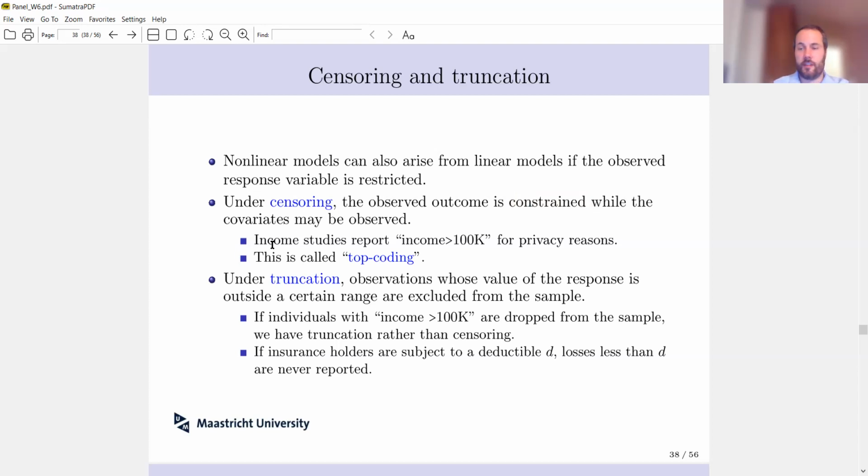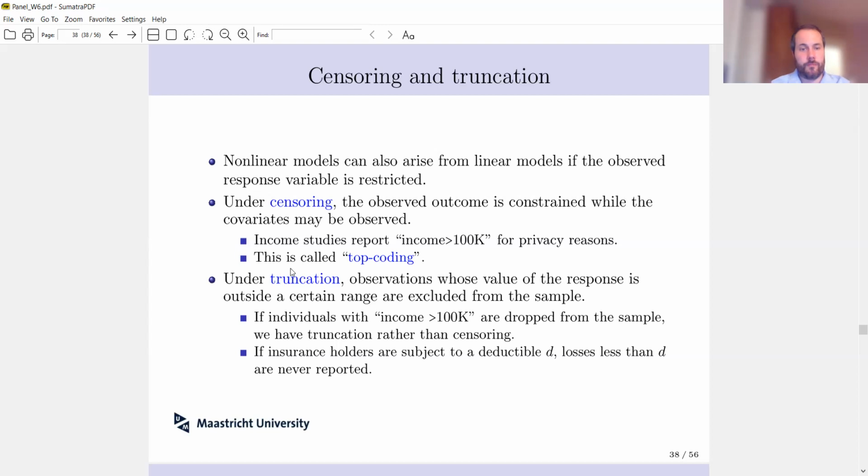For instance, let's say you have an income study and you only report for the very rich people that they have an income of more than 100K. That means your y variable, the income, is top coded. At some point you have a flat response. But the x variables for these people, you can still observe without any problem.